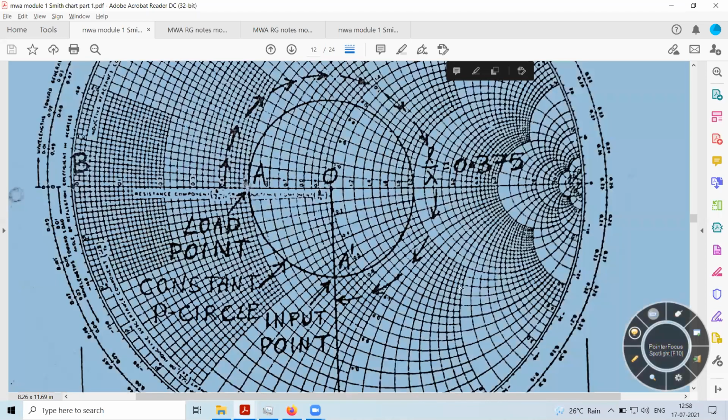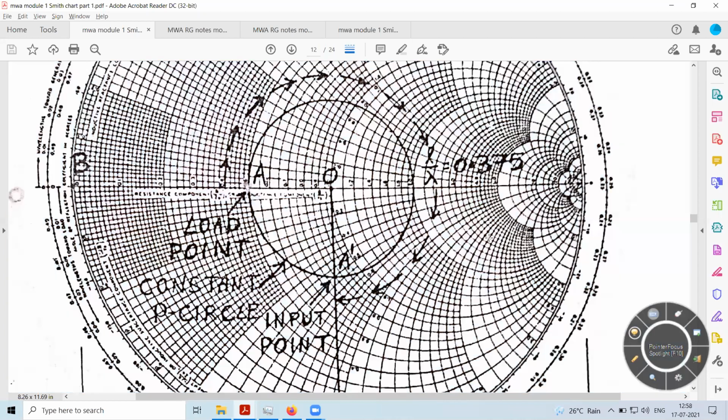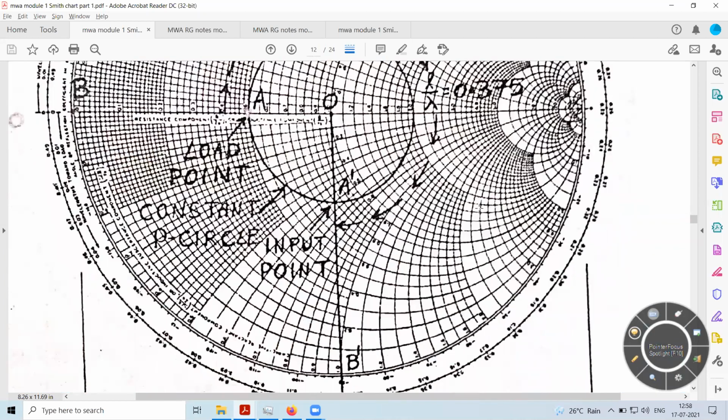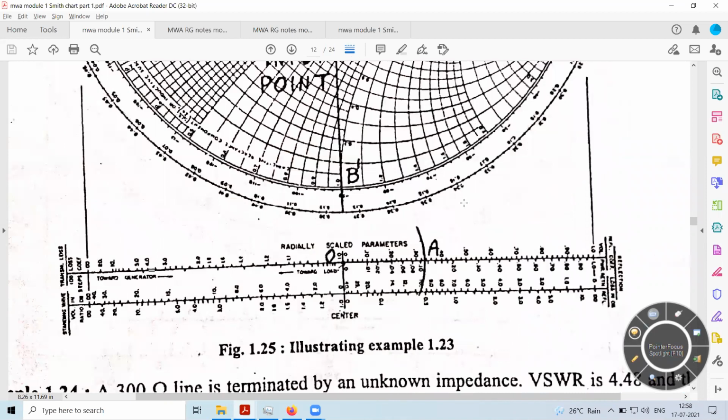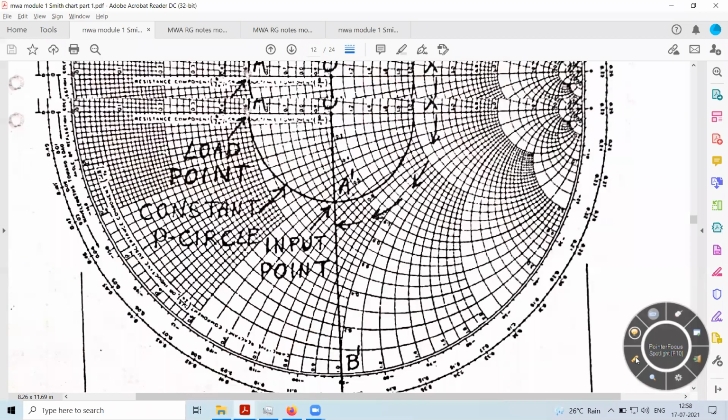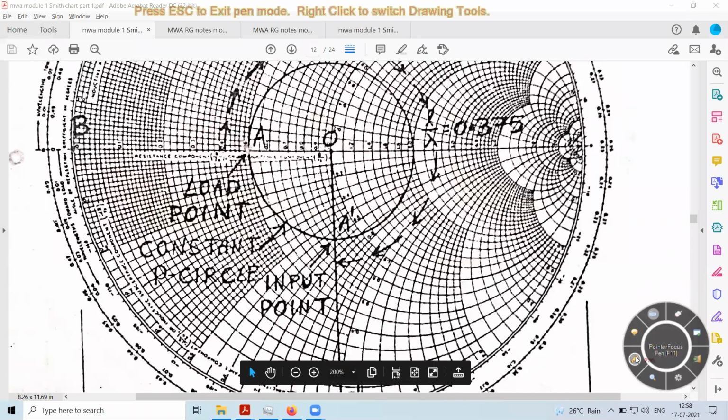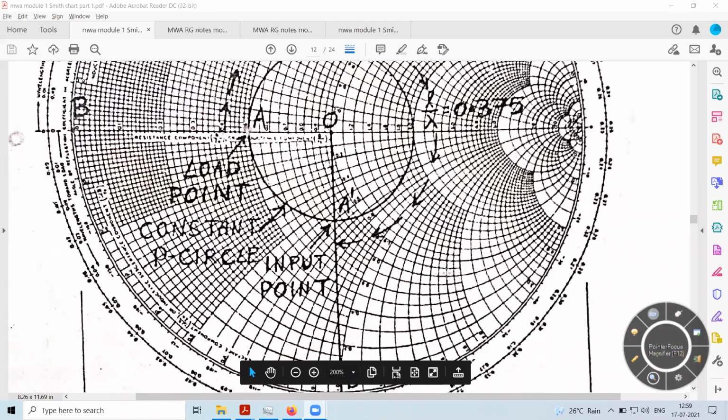Now there is another thing we have to identify, which is the reflection coefficient.